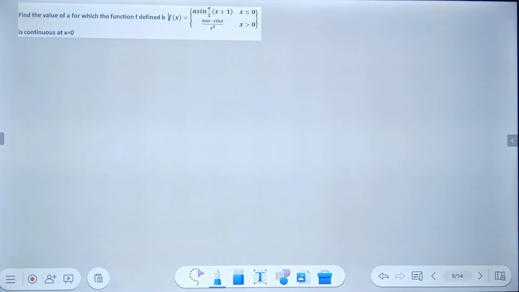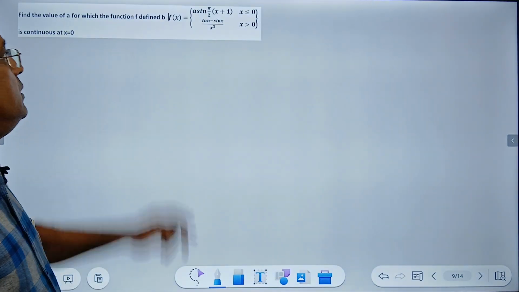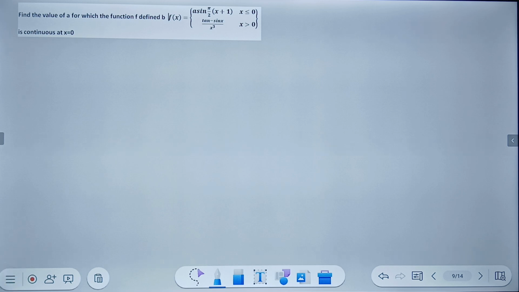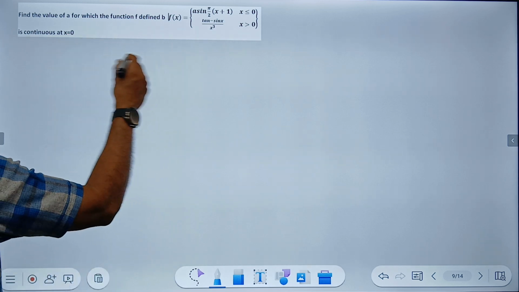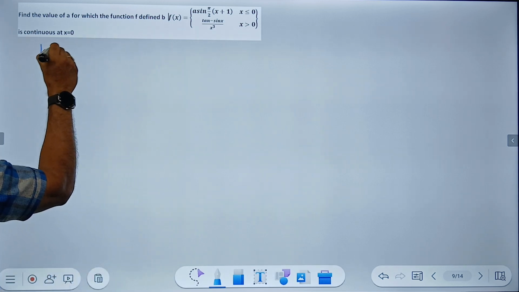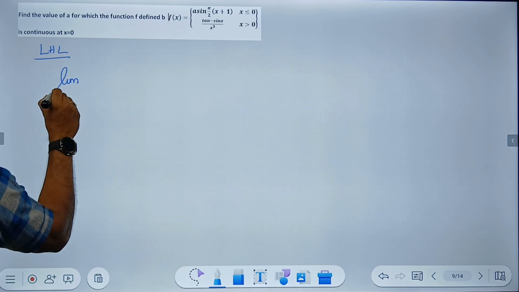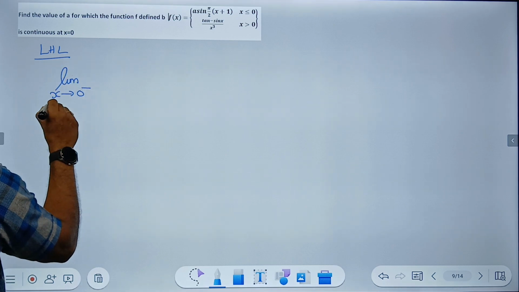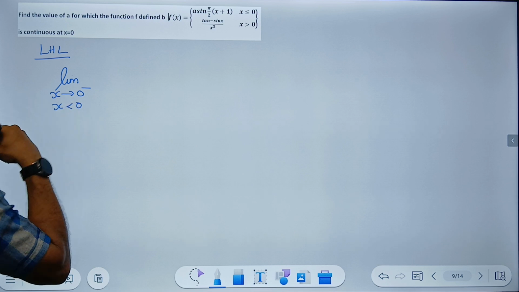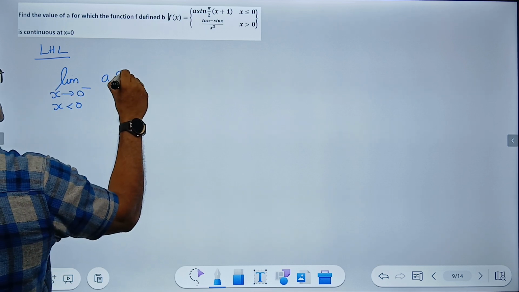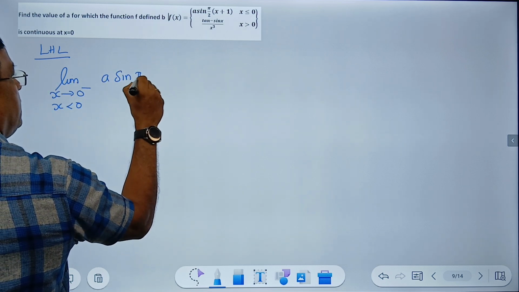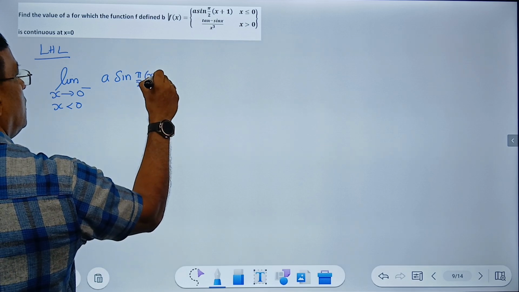Let's go to the next question. Find the value of a for which the function given here is continuous. Okay, it's given that the function is continuous. So first I'll take the left hand limit. What is my left hand limit? Limit x approaches 0 minus. 0 minus means less than 0. Less than 0 means what? a sine of pi by 2 into x plus 1. All are in the angle.